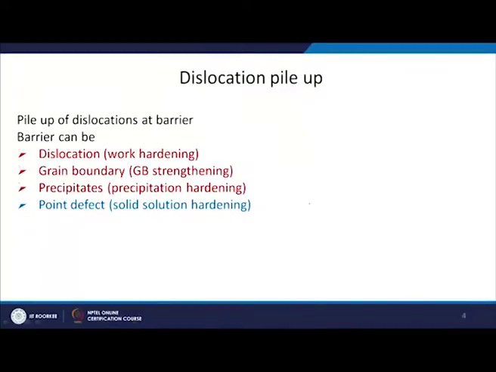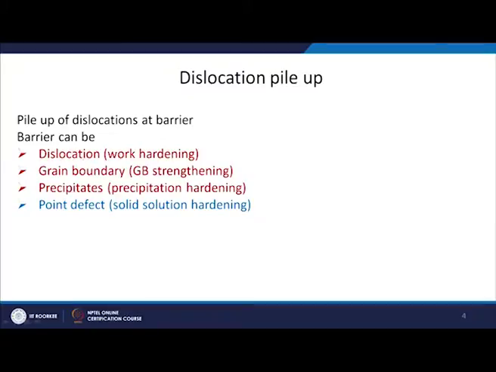So, by doing that, we are making it difficult for dislocations to move. When the next dislocation sees so many dislocations, it will find it difficult to move because there is a lot of back pressure and stress concentration built up because of all the dislocations in the queue. So, that is the strategy. Dislocation pile up takes place at the barrier. The barrier can be another dislocation.